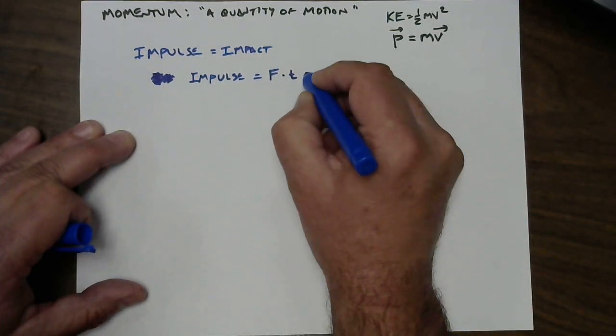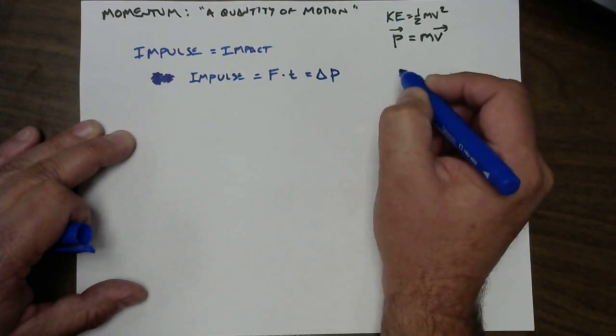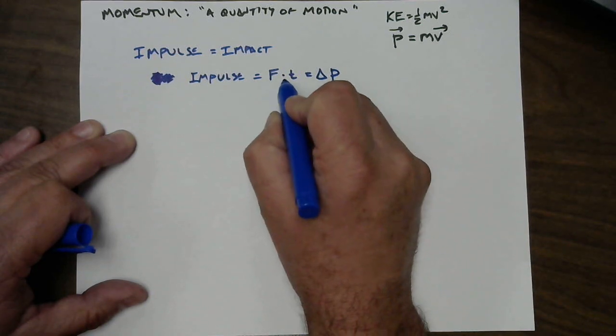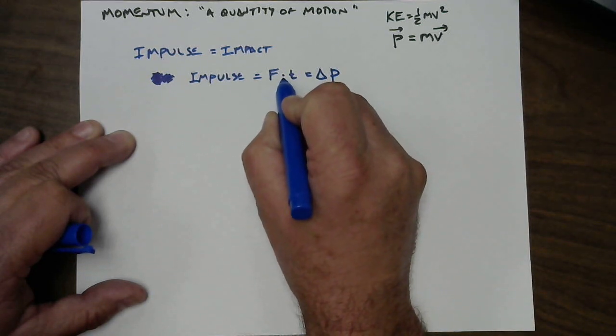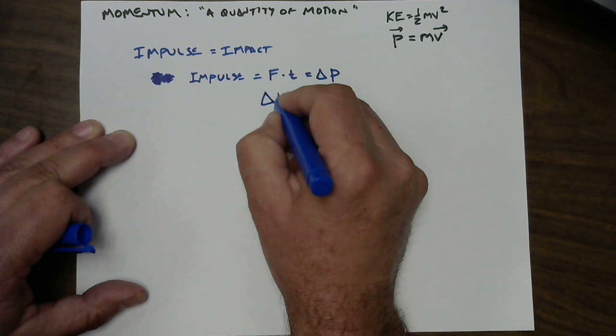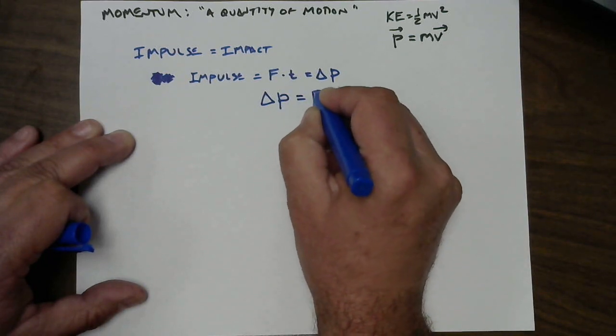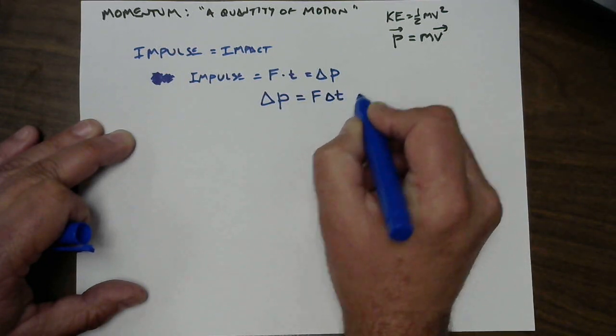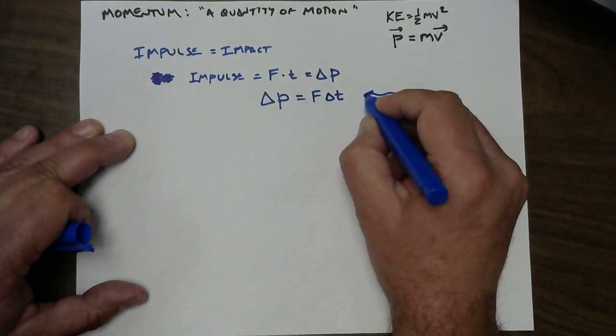And what an impulse does is it causes a change in momentum. So if we write this time as a change in time, and we move this around, we could say that a change in momentum happens when a force acts for a certain amount of time. And this is called the impulse momentum theorem.